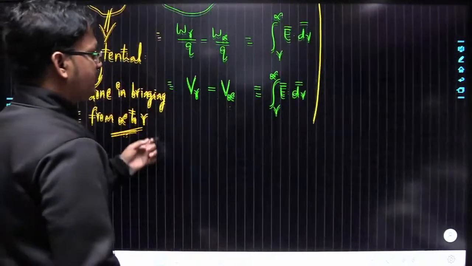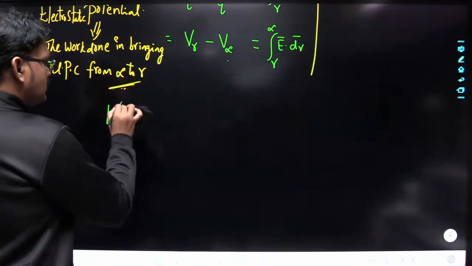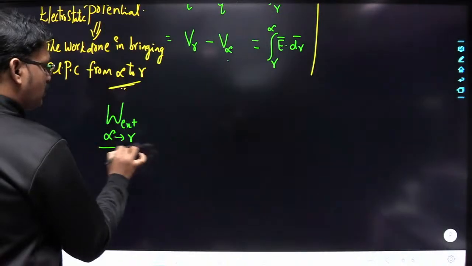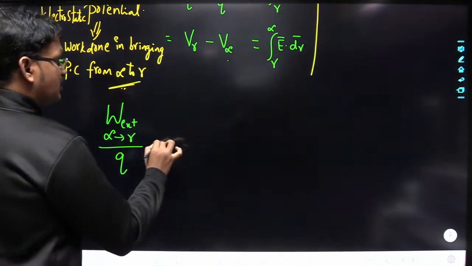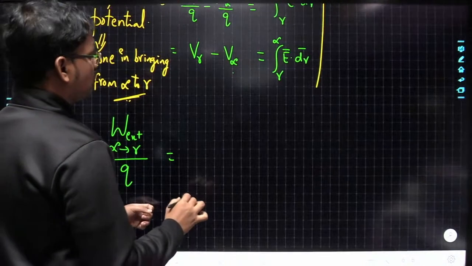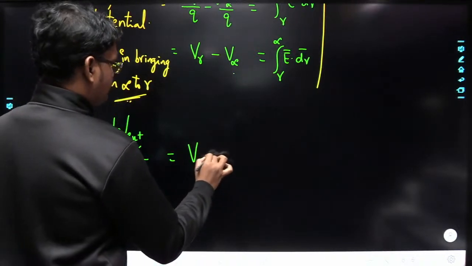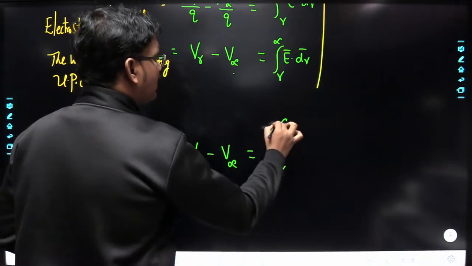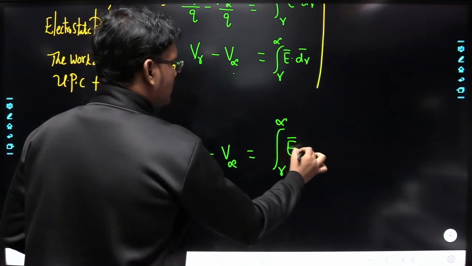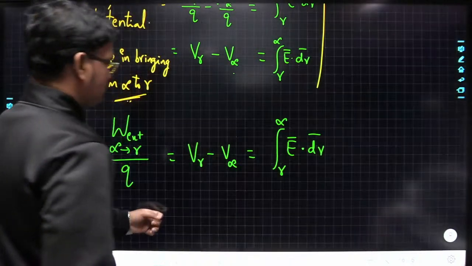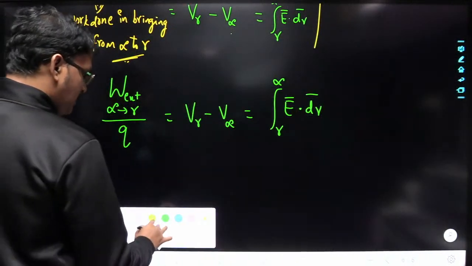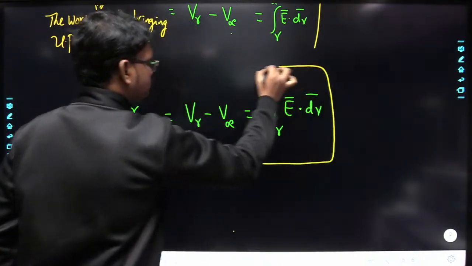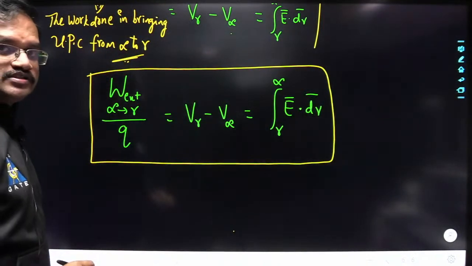Okay. So finally I can write in this manner. The work done by the external agent in moving the charge from infinity to R, that is the work done per unit charge, is equal to VR minus V infinity, which is equal to the integral from R to infinity of E bar dot dr bar. Up till now, is this clear?